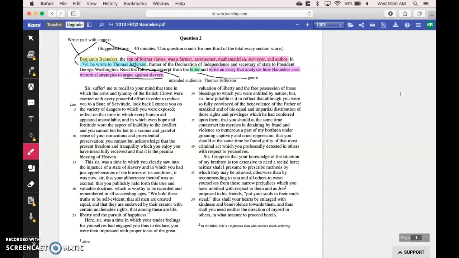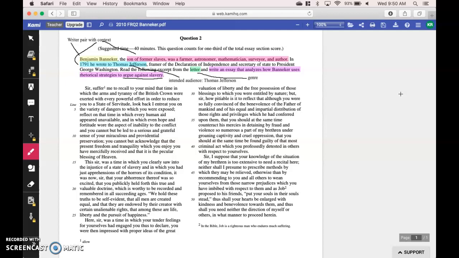Because Thomas Jefferson was such a big deal, not only today but back in 1791, I'm going to look for things like formal diction. I'm going to make the assumption that Benjamin Banneker is going to use logic and high formal diction in order to show Thomas Jefferson not only that he is educated on this topic, but that he has respect for this man who he's trying to get to help him. I'm also going to assume he's going to use logos since he is arguing against slavery, okay?